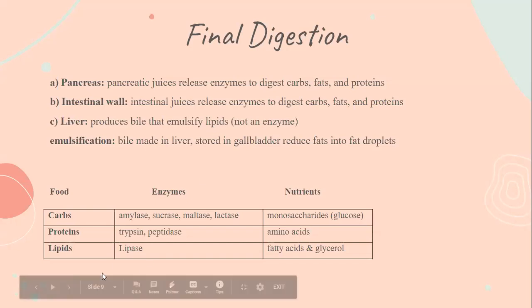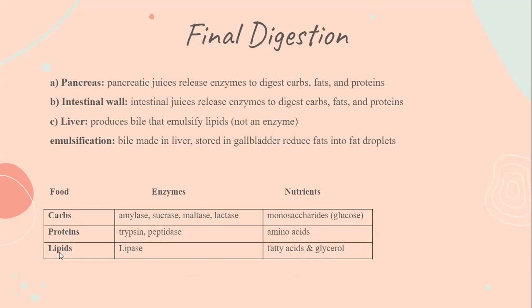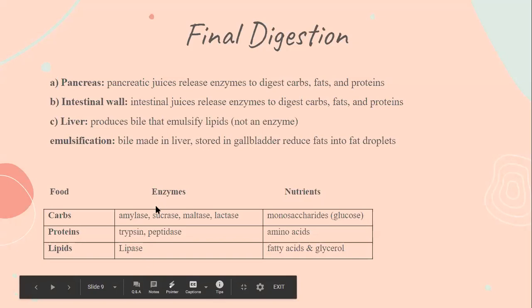So here's a chart. It shows what kind of food you eat. For carbs, you might be eating bread or pasta. For proteins, maybe some beans or chicken. And then fats, or lipids: you might be eating some junk food or maybe some healthy fats such as peanut butter. The enzymes used to break down each of these are listed here.